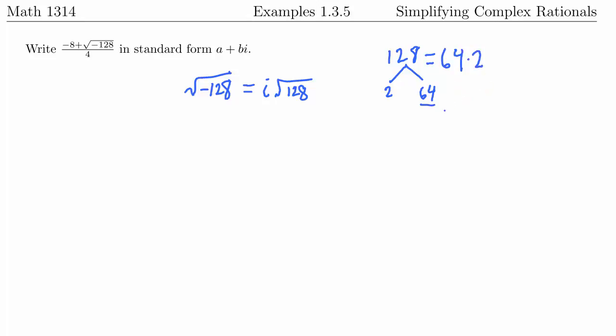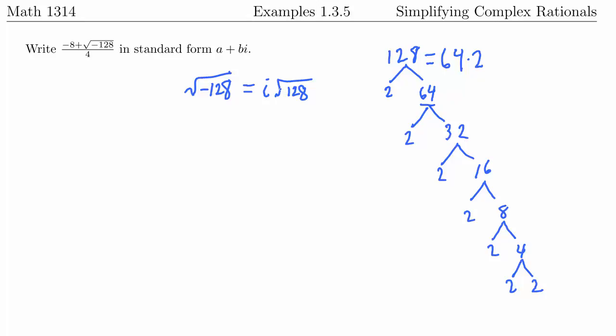Let's just say that you don't realize that, however. 64 is also even, so that gives me 2 and 32. And 32 is even, gives me 2 and 16. 16 gives me 2 and 8. 8 gives me 2 and 4. And 4 gives me 2 and 2. Notice that 128 is 2 times 2 times 2 times 2 times 2 times 2 times 2.